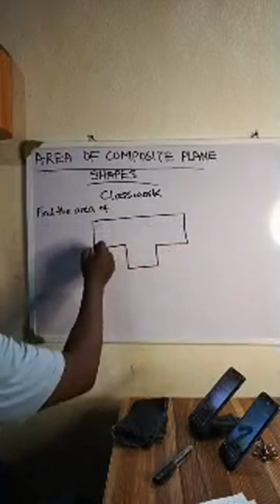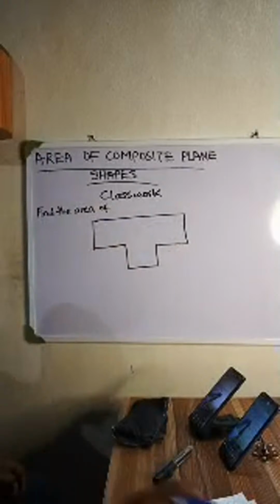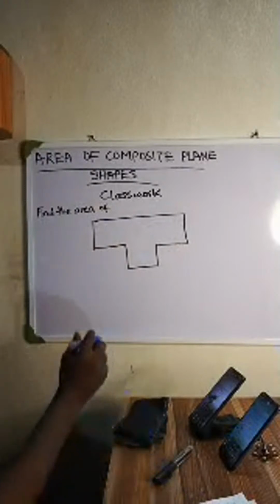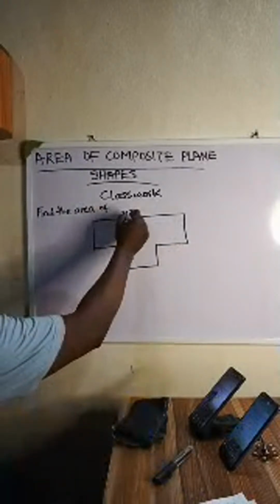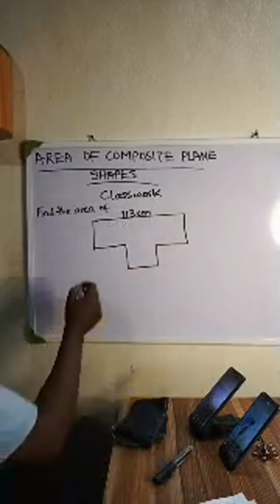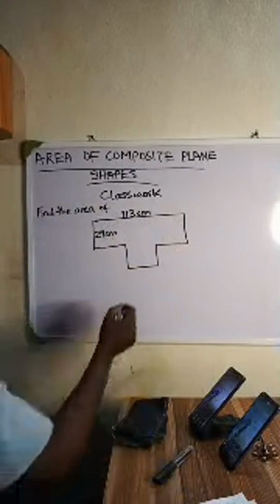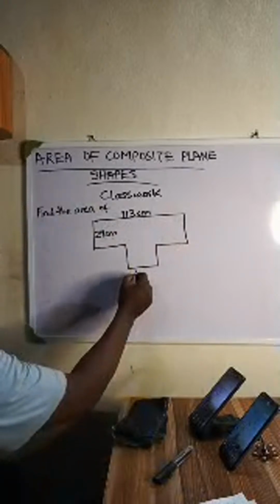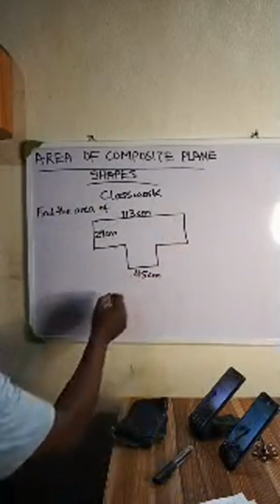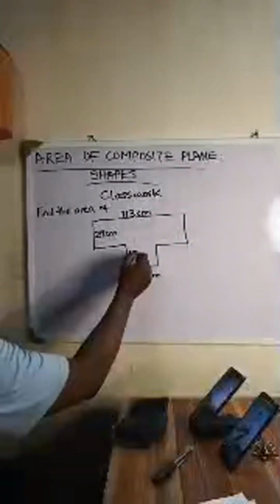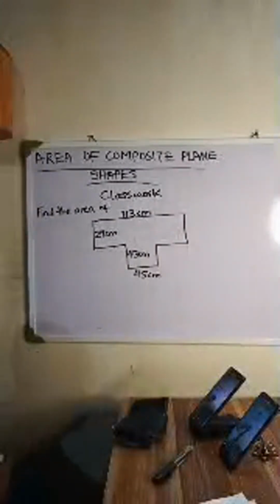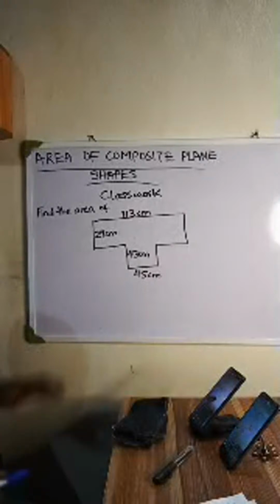Sorry, the diagram might not be accurate, but the most important thing are the figures. So we are expected to calculate the area of this composite shape.